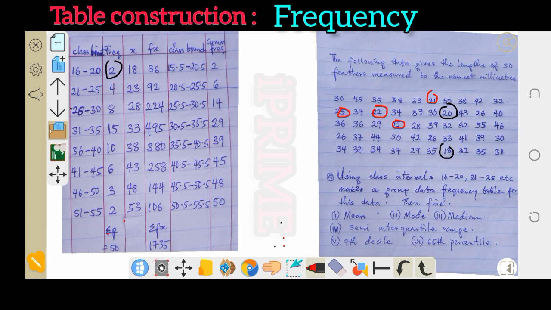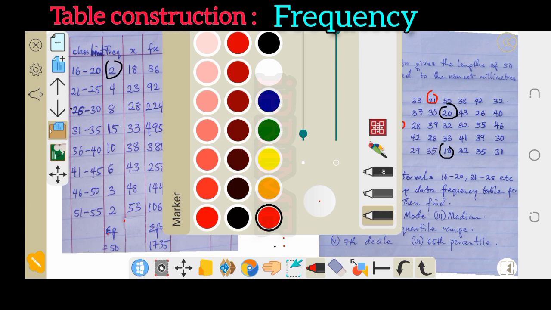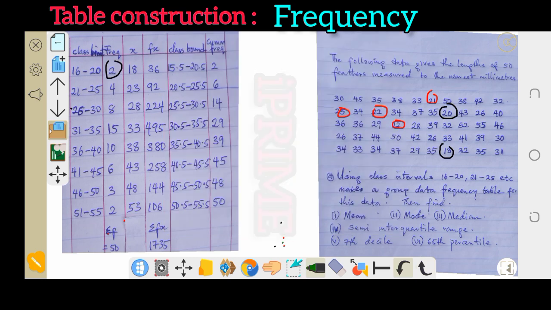Let's take the next one, 26 to 30. That's the last one I will do, then you should be able to do the remaining ones. 26 to 30, let's count it now. I'll be using green. 26 to 30. So already we have 30 here.